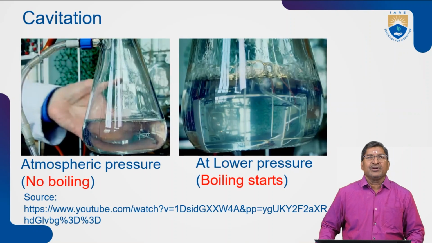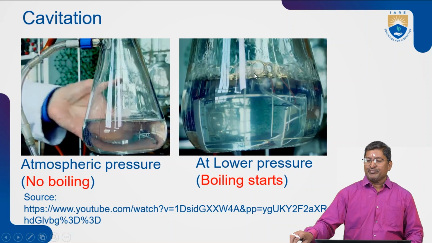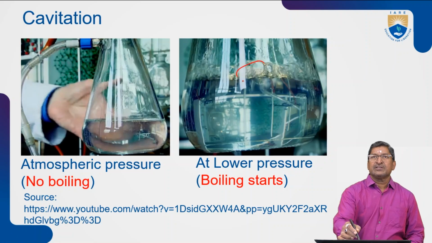You can see here some experiment. If you take a beaker and take some liquid in this, liquid means water. Before boiling, that means we are not increasing the temperature. In both of these figures, we do not increase the temperature. The temperature is the same. But in the first case, there are no bubbles here. In the second case, you can see the bubbles here.